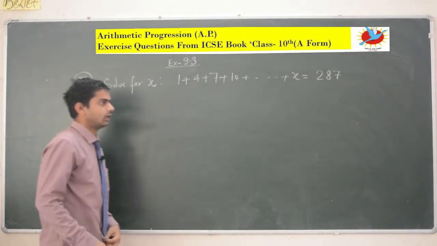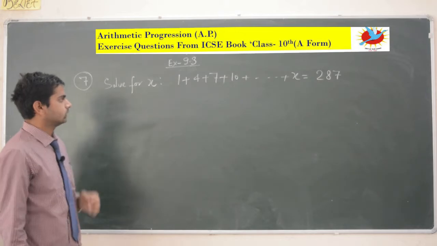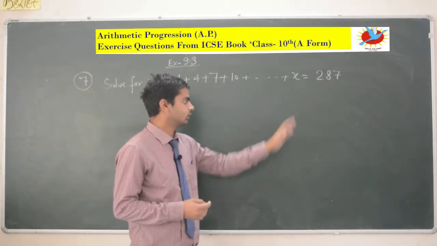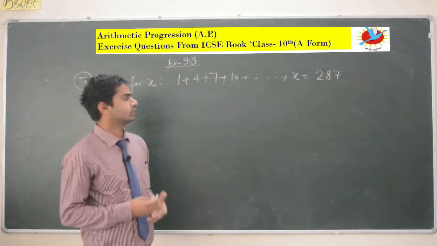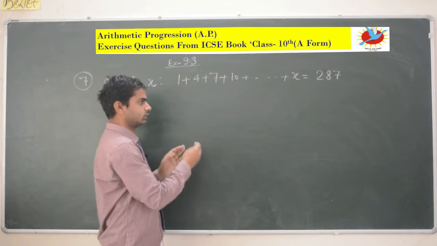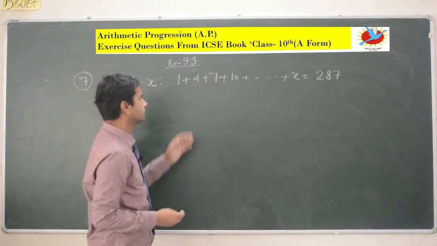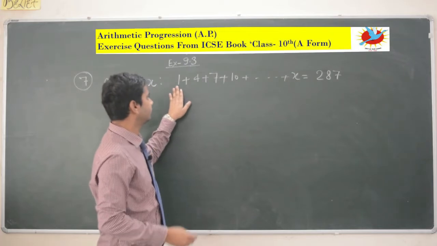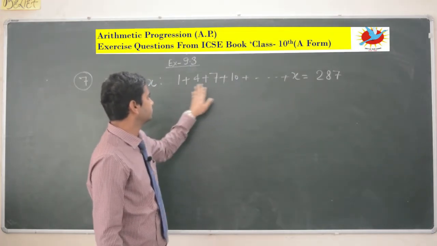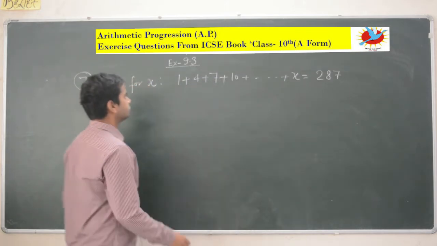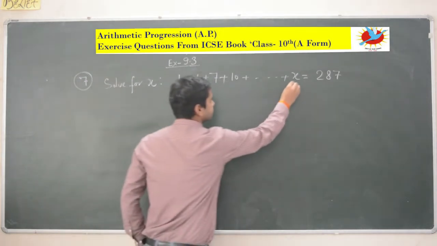I have told in classes that the difference between a sequence and a series is: if the numbers are written in a pattern, that is known as a sequence, and if we add the numbers of a sequence, then we will get a series. So this is a series, and we have added these numbers up to x, and we got the sum as 287. So here we have to tell the value of x.